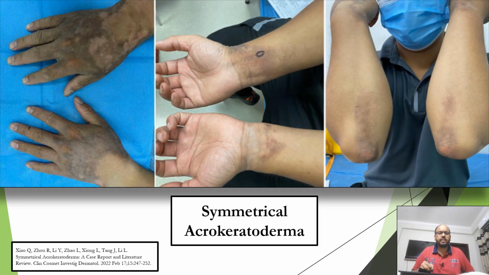So look at this picture which I've taken from this article. I'll mention that in the description. Look at the symmetrical involvement. Symmetrical. Look at the acral involvement. Hands, acral areas like acrofacial vitiligo. And symmetrical acro. So you have symmetrical involvement, you have acral involvement, and you have involvement in the form of keratotic plaques. So symmetrical acrokeratoderma. Let's move forward.